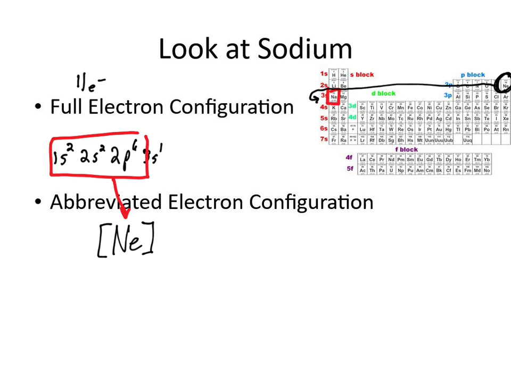What block is this going to be? S block, what energy level? 3. So then 3s. You guys already told me that neon takes care of how many electrons? 11. I'm sorry. Takes care of 10, which means that I only need one more. So 3s1. Okay.